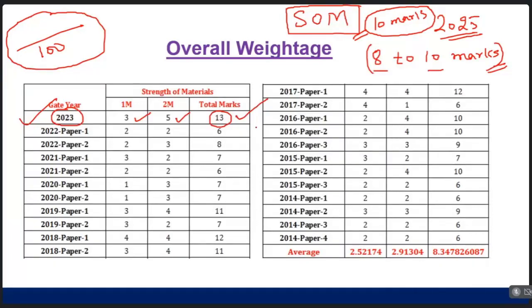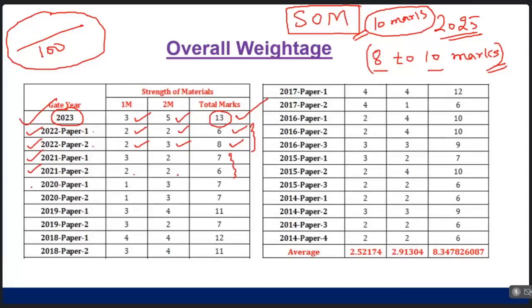In Gate 2022, there are two papers, paper 1 as well as paper 2. In one we have 2 questions of 1 mark and 2 questions of 2 marks, 6 marks. In the other we have 2 questions of 1 mark and 3 questions of 2 marks, 8 marks. So in 2022 we have 6 marks and 8 marks weightage out of 100 marks. In 2021, paper 1 as well as paper 2, you can see 7 and 6 marks, with 1 mark and 2 mark questions.